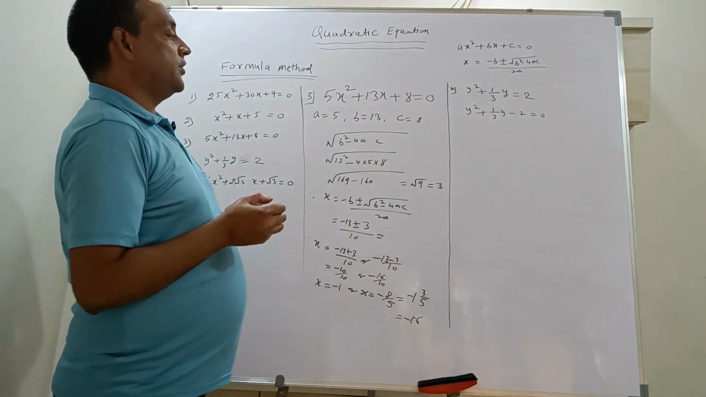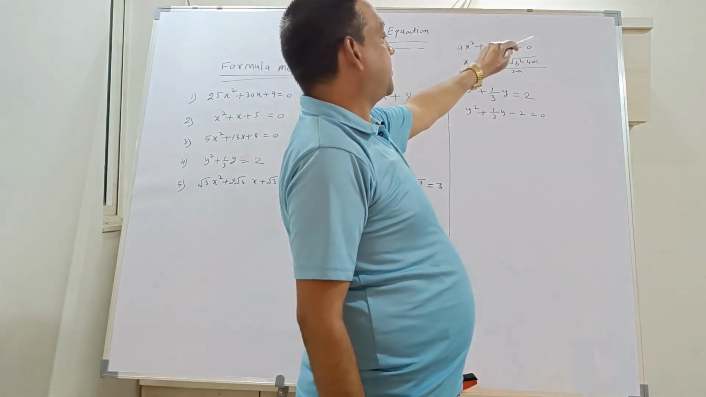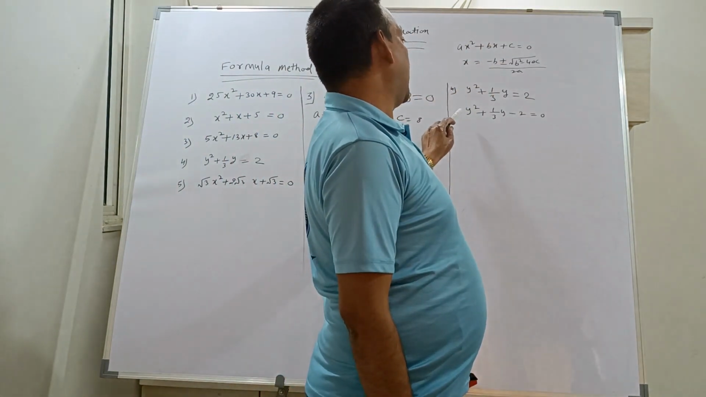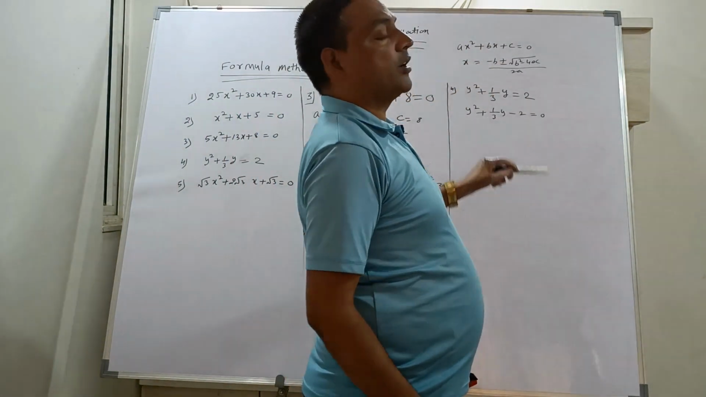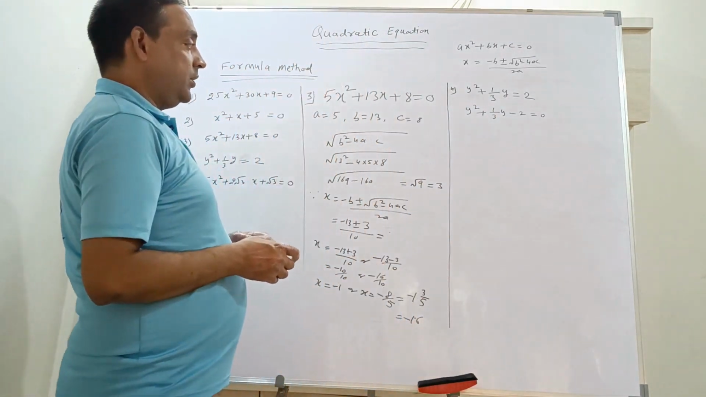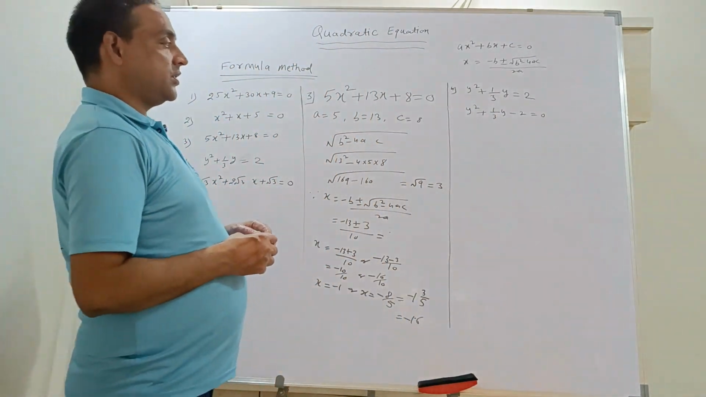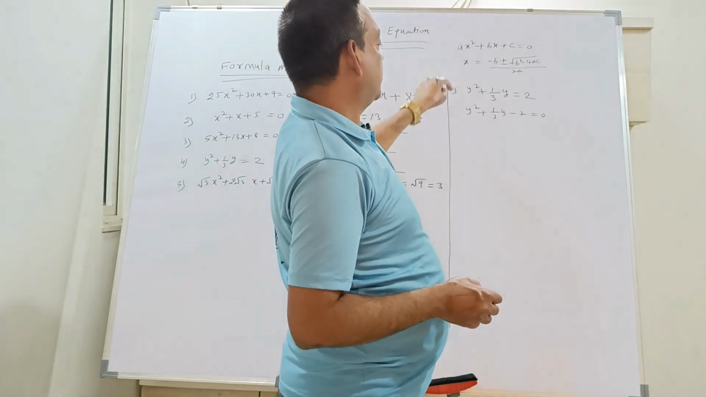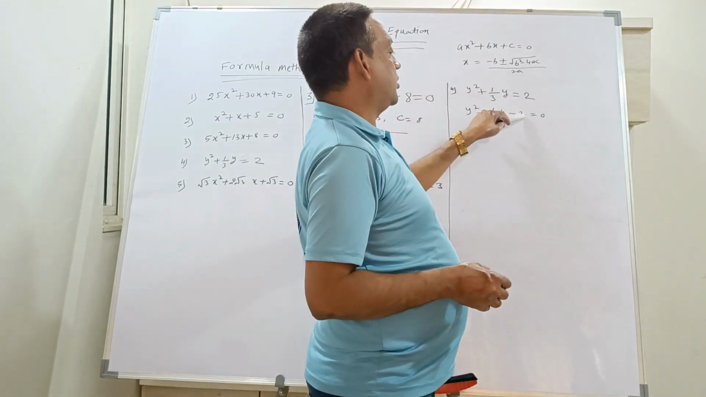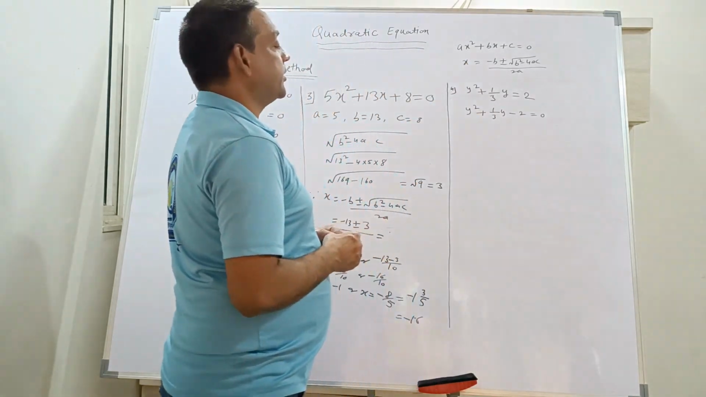Clear? Now it is in the form of ax square plus bx plus c equal to 0, but out of that b term we have 1 upon 3, which is in the fraction form. So you can do by this method also. Directly you can take a is equal to 1, b is equal to 1 upon 3, c is equal to minus 2, but this will be a little complicated.